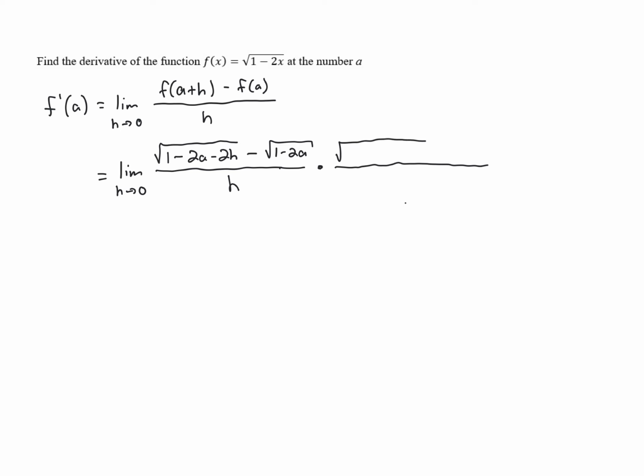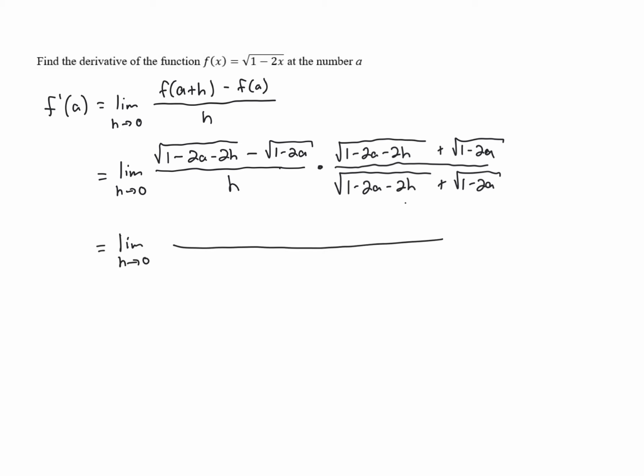So let's do that. This is going to be the square root of 1 minus 2a minus 2h, plus the square root of 1 minus 2a. We've got to multiply the denominator by the same thing. Perfect. When we multiply the numerators, we are going to have a difference of squares.